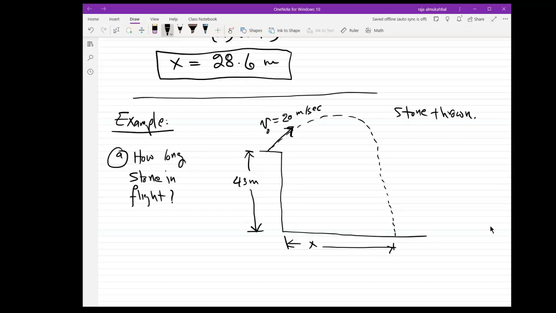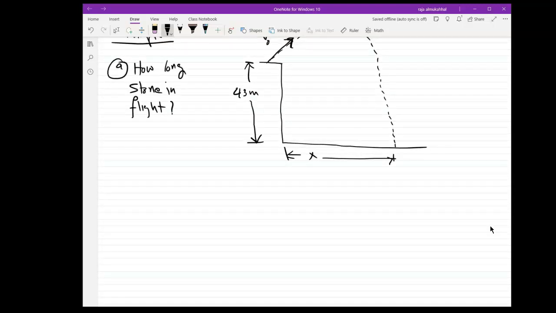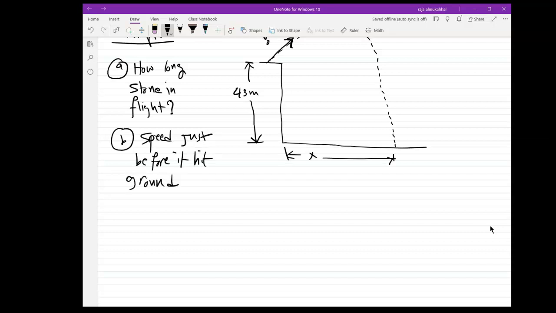Okay, part B, speed of the stone just before it hits the ground. Remember, the ground is right here, the stone hits it right there. So the speed of the stone right before it hits the ground right there. And then part C, he says the range. In other words, the range X, okay? How far is it going to go from the foot of the cliff or whatever it is, okay?